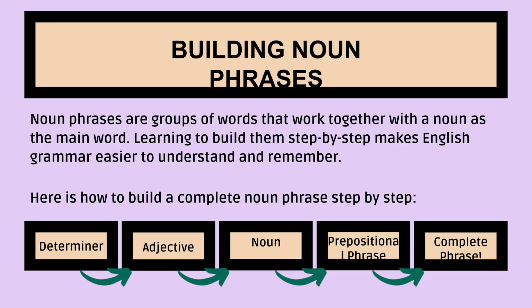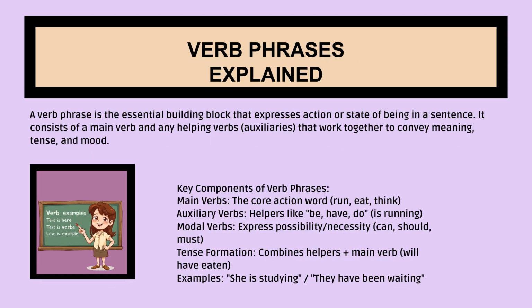Now, let's move to verb phrases. Verb phrases express action or a state of being. They include a main verb and sometimes one or more helping verbs. For example, she has been studying English. In this sentence, has and been are helping verbs and studying is the main verb. Verb phrases show what the subject does, feels, or experiences. They are the engine that drives your sentences forward.